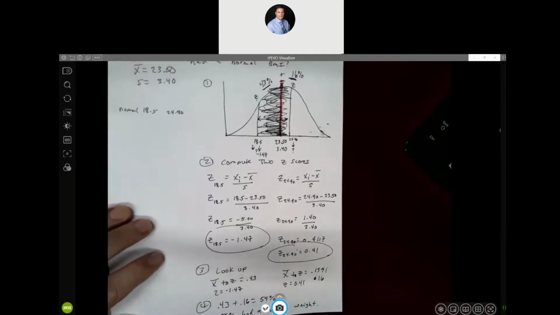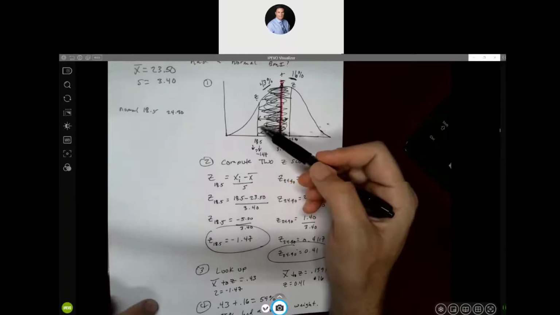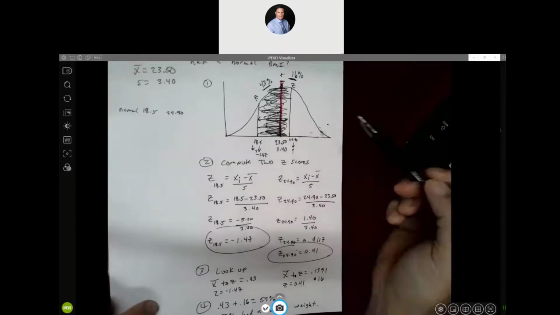Now, what if somebody came along, Michelle, and said, well, what percentage of students were underweight? So I'm going to ask you, what percentage of students had a BMI that will let you know they're underweight?